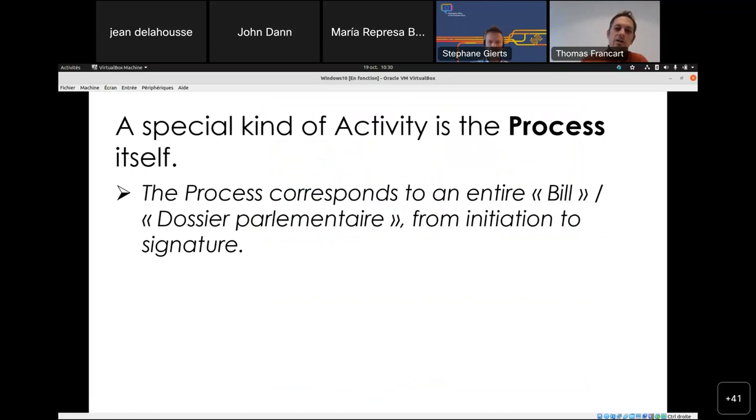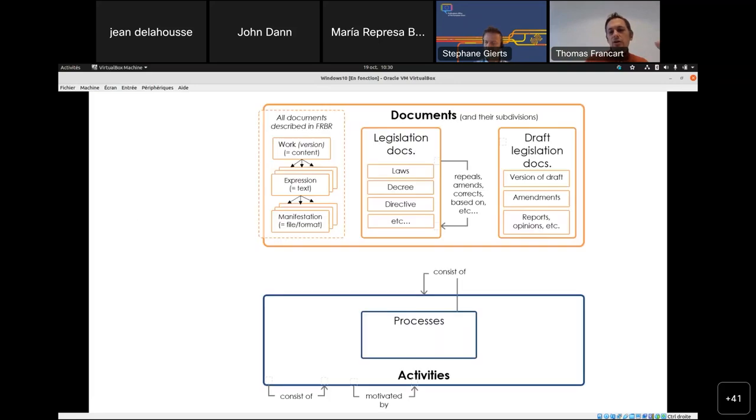There's a special kind of activity, which is the process itself, or the legislative process itself. The process corresponds to the entire bill, or the entire dossier parlementaire in the case of European legislation, from its initiation to its final signature. So the process is a special kind of activity and can be described with more specific metadata.